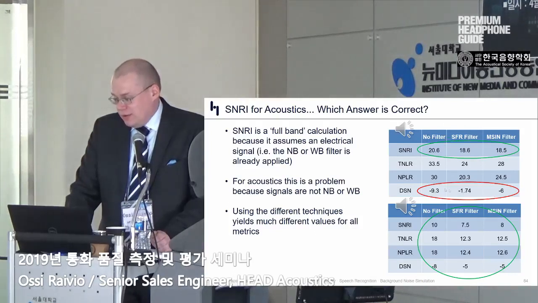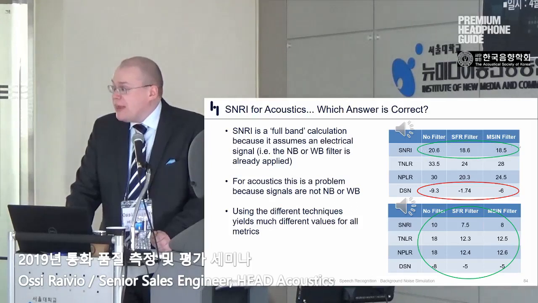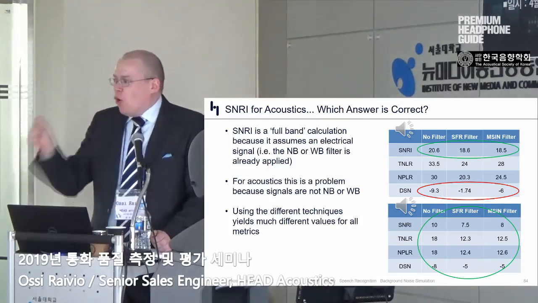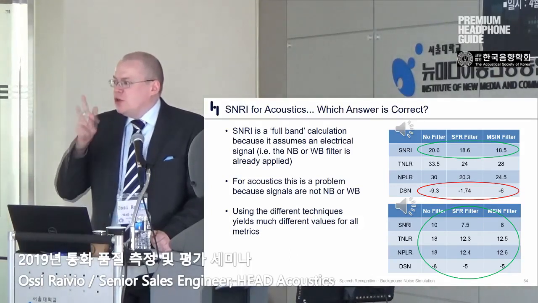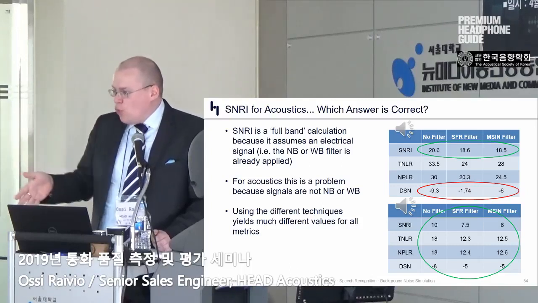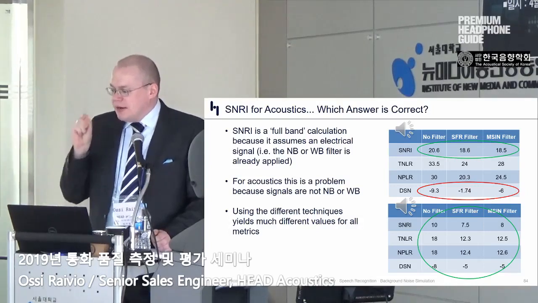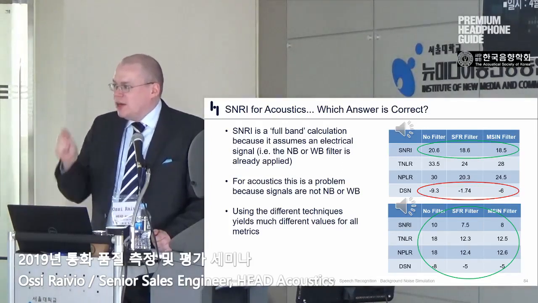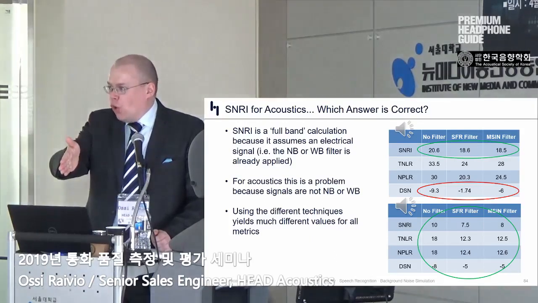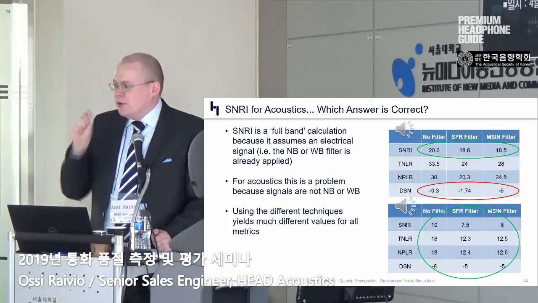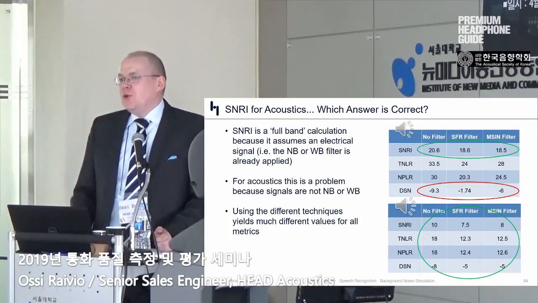But on the second terminal, you can see that the SNRI is pretty much the same for all measurement methods, but the DSN is -2, -6, -9. There's a huge difference in the DSN depending on what measurement method you take. So this is something that you can never predict. Only if you measure the same phone with three measurement methods can you see what the behavior is. So if you are benchmarking, if you are comparing devices, it is very important that you stick to one measurement method: noise reduction on/off, individual frequency response, or MSIN filter. You need to choose one measurement method and test all devices using that if you want comparable results.